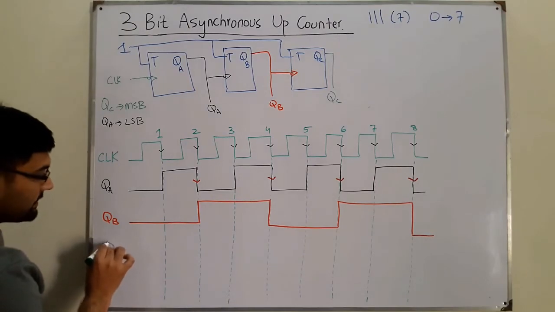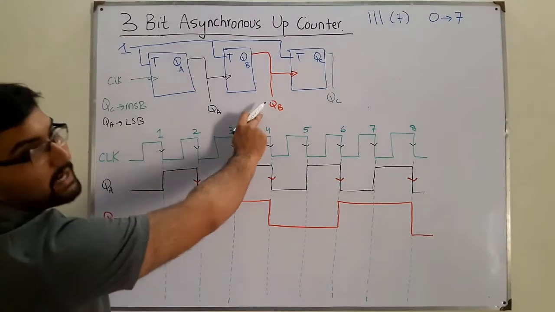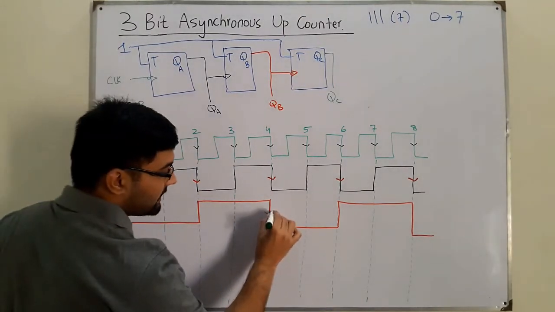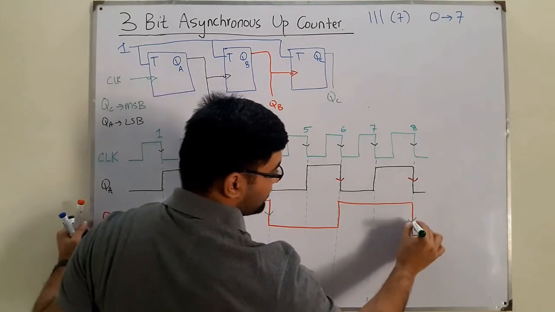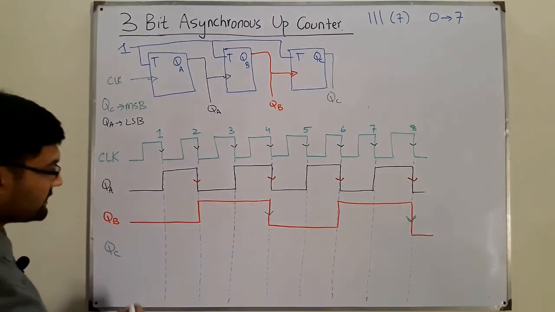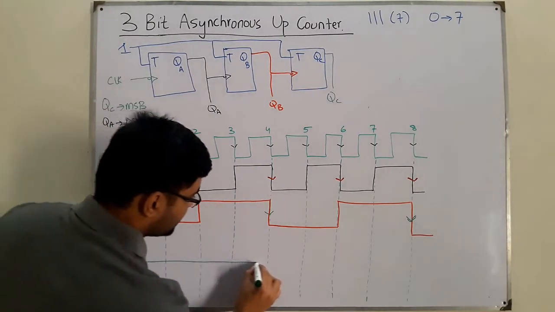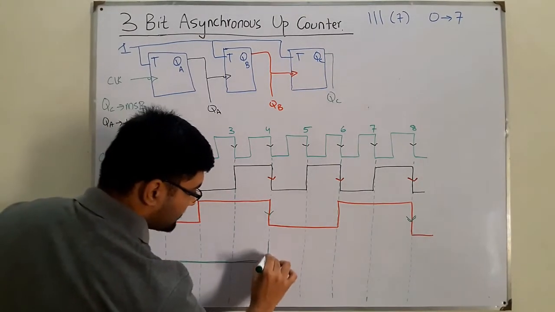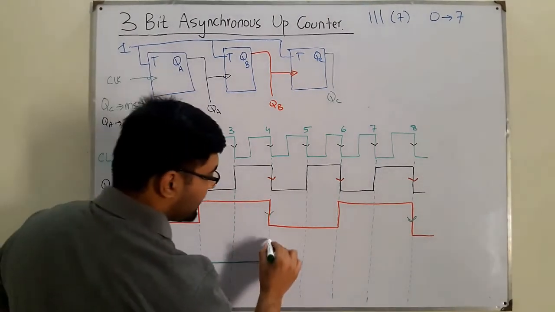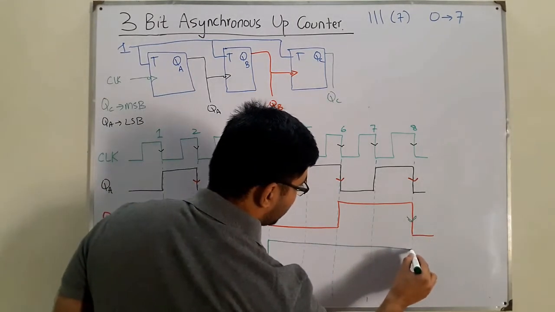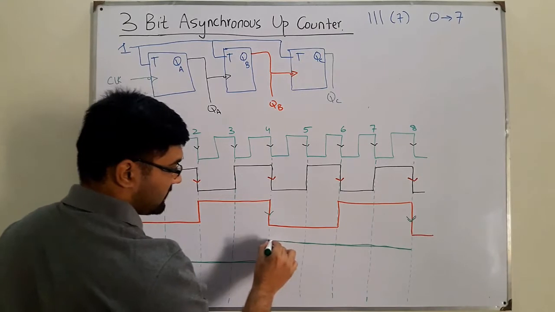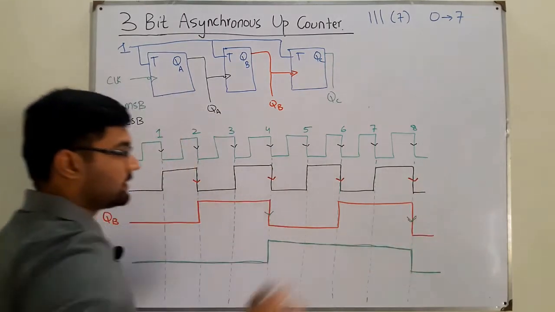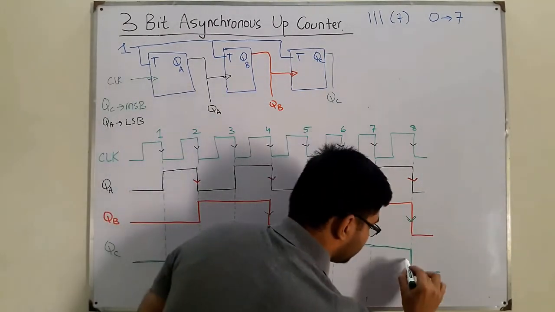Now the final QC. This QC depends on QB, because QB has been provided as a clock pulse to the C flip-flop. It is again negative edge triggered, so it will operate on these negative edges. Initially, let's say it was 0. So it will be 0 till the first negative edge has arrived. It will toggle at this position and stay high till the second falling edge arrives. Now this is the first falling edge for this flip-flop, and this process goes on and on like this.